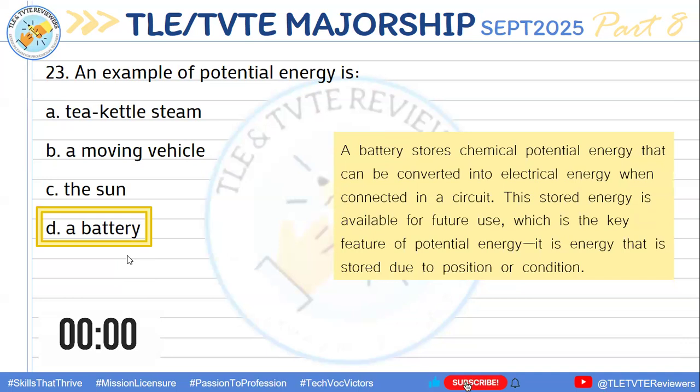For letter A, tea kettle steam, this is incorrect because steam is an example of thermal energy or heat energy, not potential energy. For letter B, a moving vehicle, still incorrect because a moving object has kinetic energy, not potential energy. And letter C, the sun, still incorrect because the sun produces nuclear and radiant energy, not potential energy in this context. So answer letter D, battery.